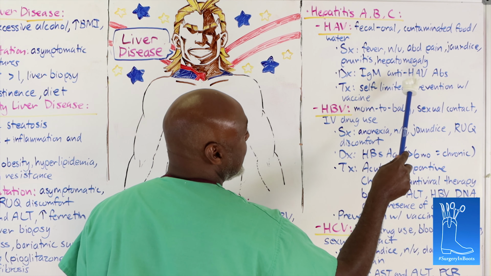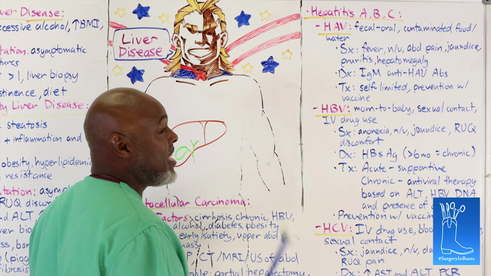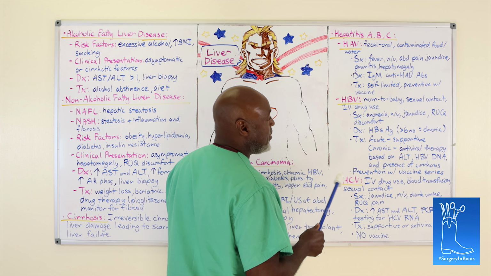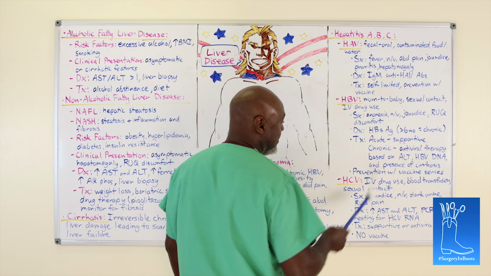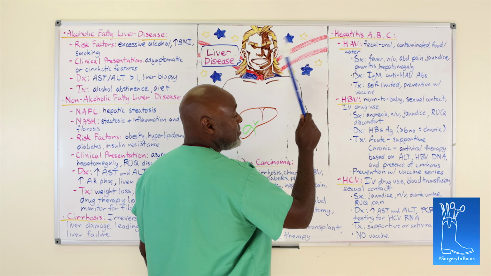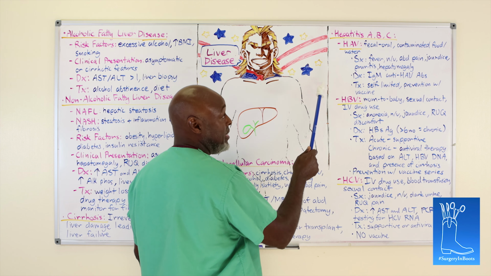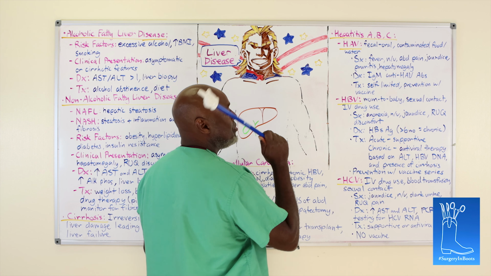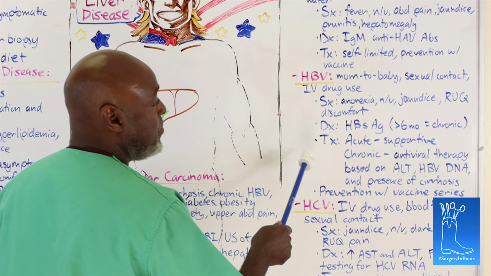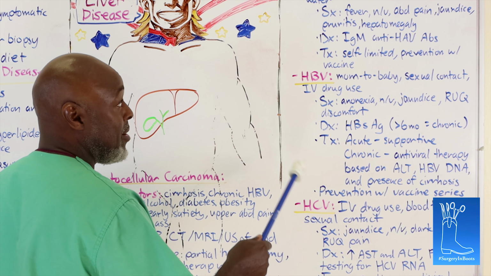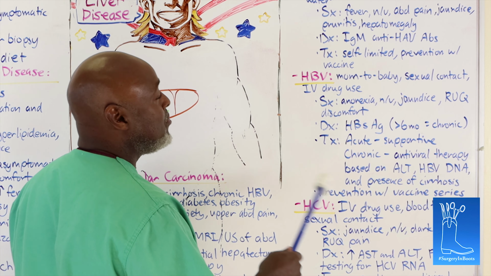IgM anti-HAV antibodies, you gotta check that if they're super sick. Treatment, leave it alone, it'll get better. Prevention with vaccines. Again, this is probably the most common that you'll see that gets confused with gallbladder. Hepatitis B, mom and baby, sexual contact, wrap it up, stop sharing needles.